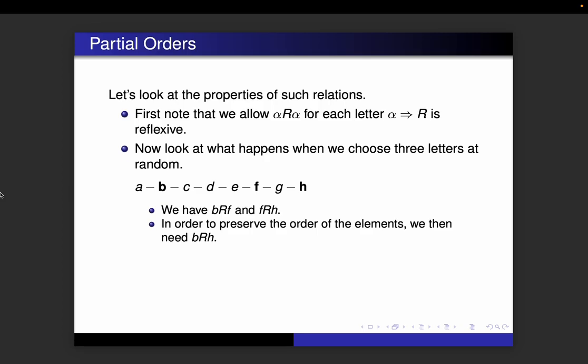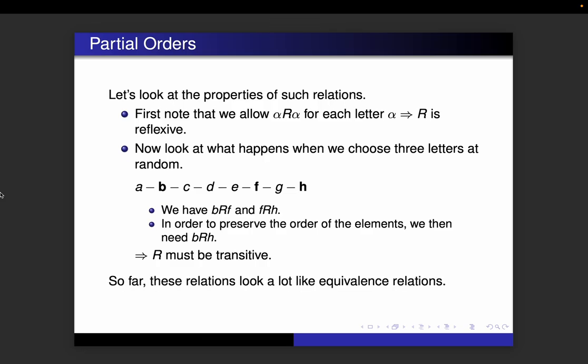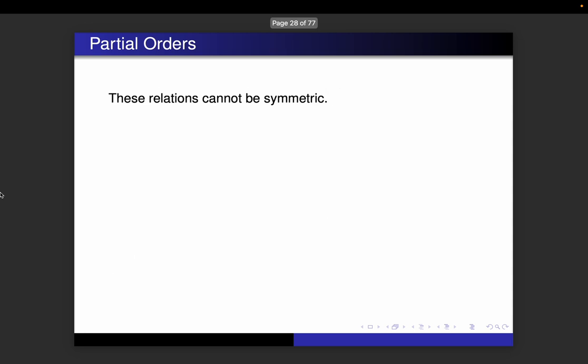But if you look at what that's saying, if B is related to F and F is related to H, then B is related to H, well, that's just the transitive property. So R must be transitive. So at this point, all the relations for partial orders look a lot like equivalence relations. The question is, can they be symmetric? And the answer, well, is no.